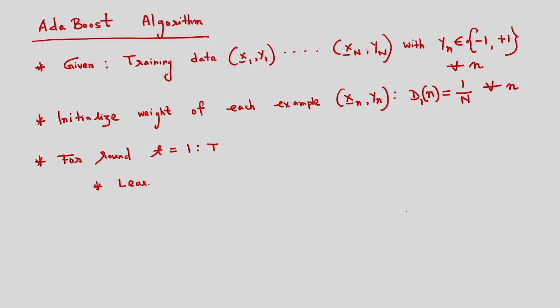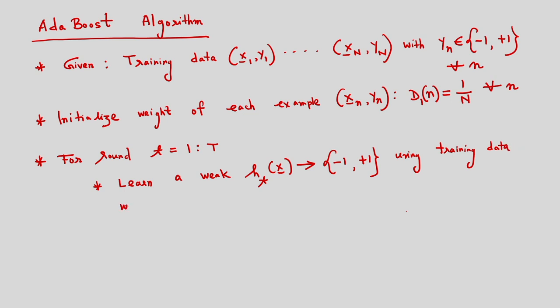Learn a weak classifier. Suppose the weak classifier is h_t(x), and the output, as I already told you, may be minus 1 or plus 1, using training data weighted as per D_t. So now we are considering the learning of a weak classifier using the training data weighted as per D_t.